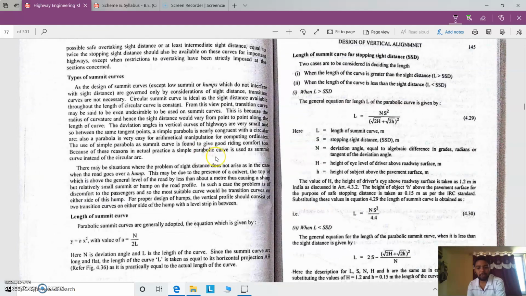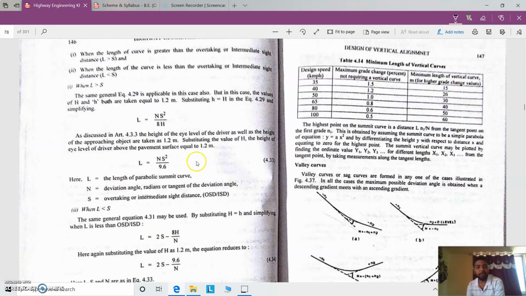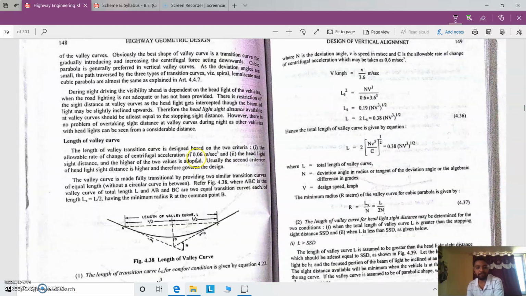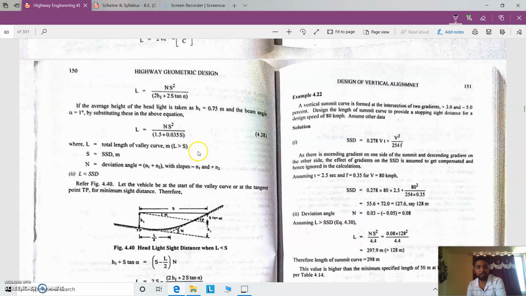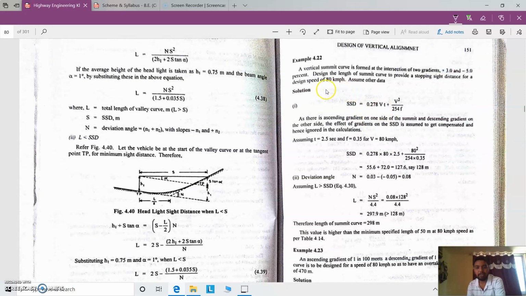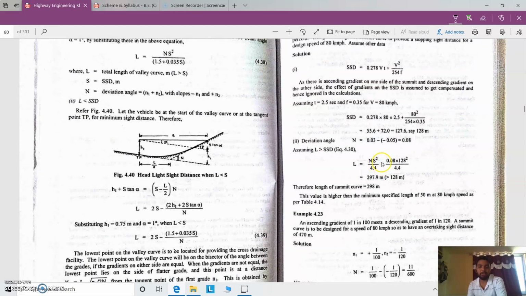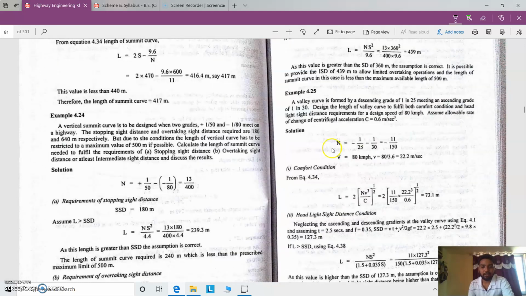Let us solve problems on vertical curves by ourselves. If you have a textbook, it is more than enough to get the values as we have discussed, so I think it is not necessary to discuss it with you. It is easier to understand the concept and then get the values of length of vertical curves, that is summit or valley curves, right? Thank you.